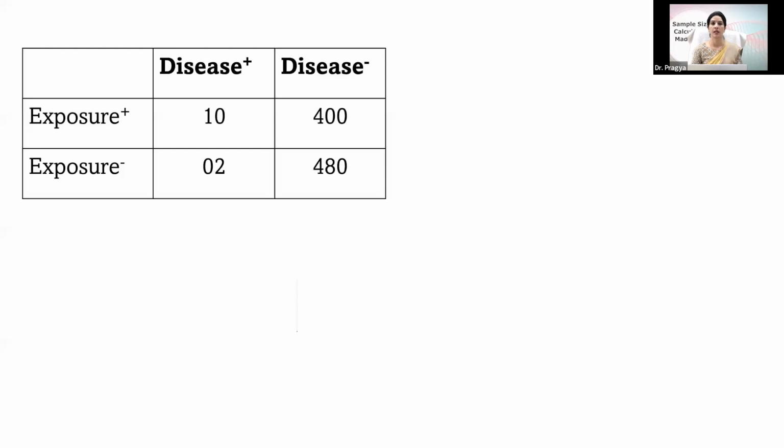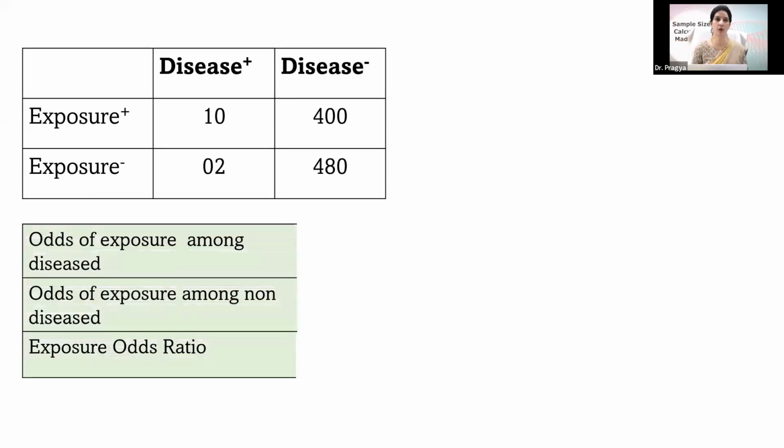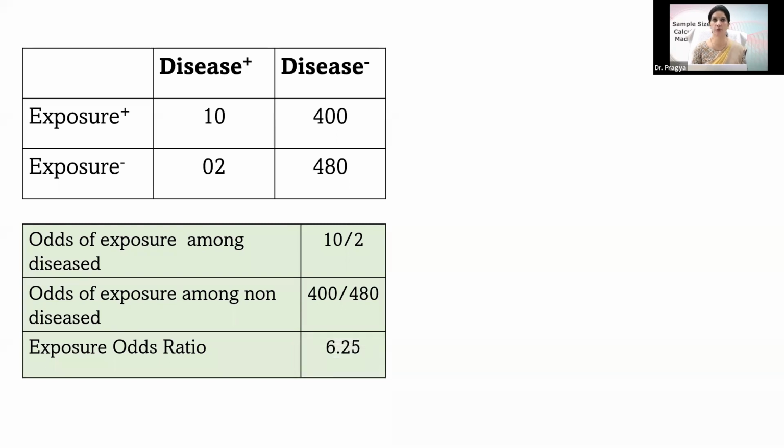Now see this third example. In this example, I have again done it 10 times. So this disease I have taken 10 times more than the previous one. In this case also, what is the odds of exposure among diseased? Yes, please write it in the chat box. Odds of exposure is 10/2. Yes, and what is the odds of exposure among non-diseased? It is 400/480. Yes, and what is the exposure odds ratio? Again, it will be the same. So it will be 6.25.